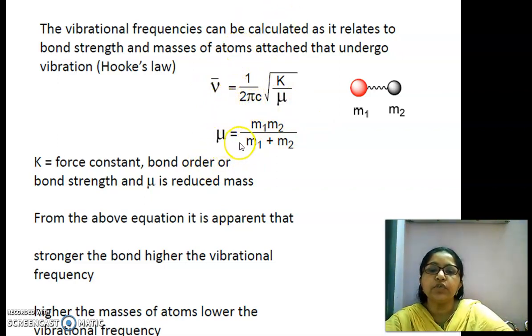Next, what is reduced mass? 1 by mu is equal to 1 by m1 plus 1 by m2. So mu is equal to m1 m2 by m1 plus m2, just work it out. From the above equation, it is apparent that the stronger the bond, the higher the vibrational frequency, and the higher the mass of the atoms, the lower the vibrational frequency.